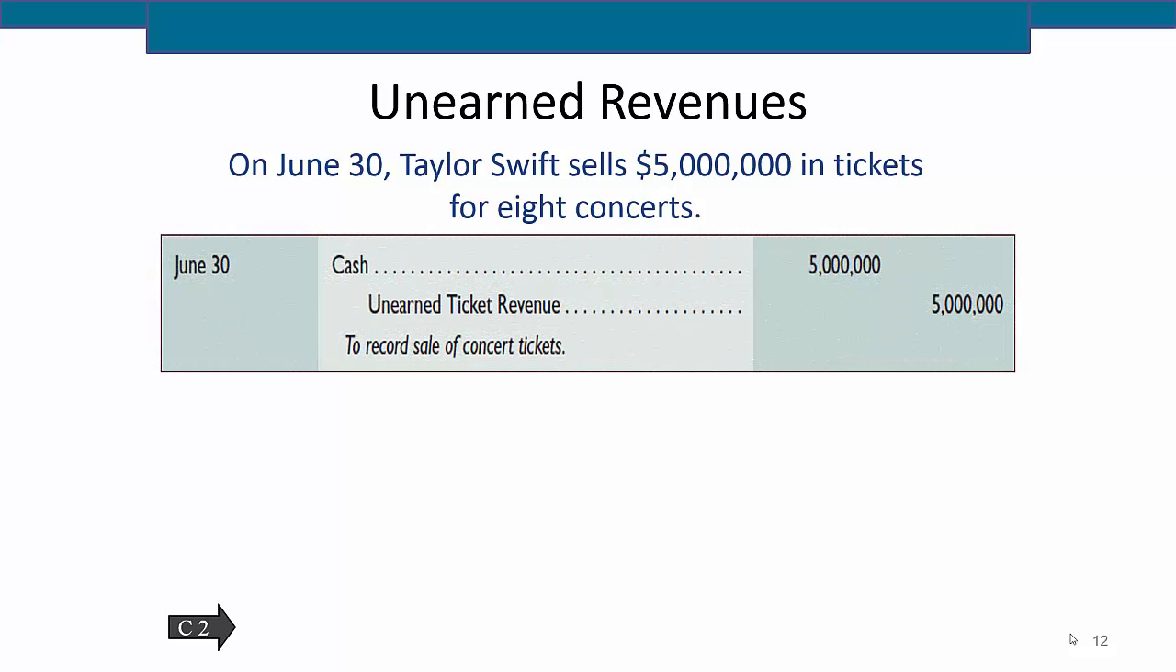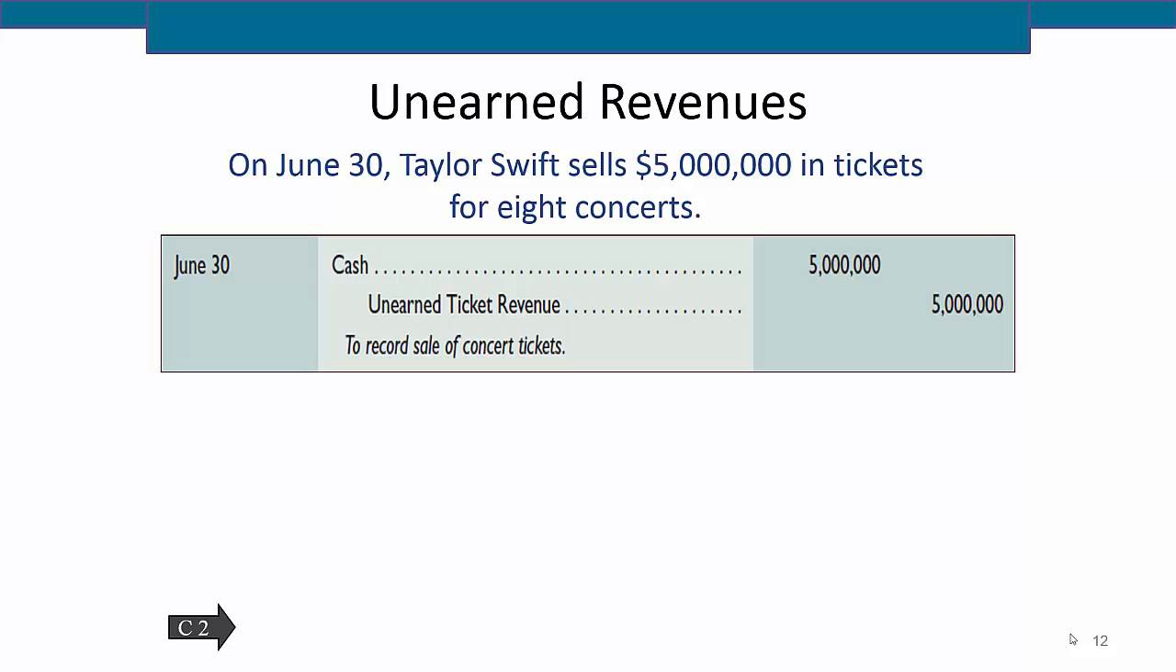In our example, assume Taylor Swift sells concert tickets in advance of performing 8 concerts. She receives $5 million in advance on June 30th. She now owes a concert to her fans and must either perform the concerts or send the money back. The advance payment is recorded as a liability called unearned ticket revenue.